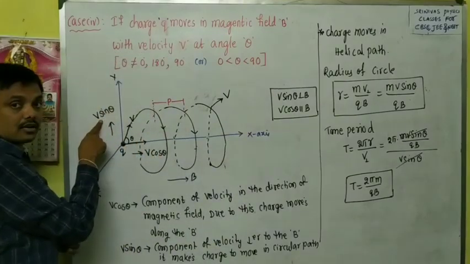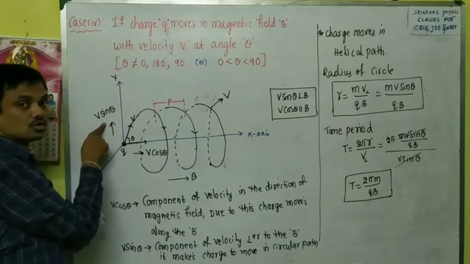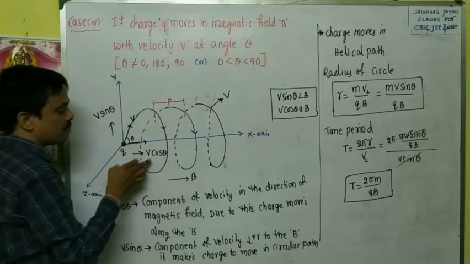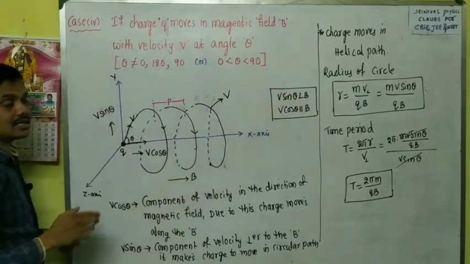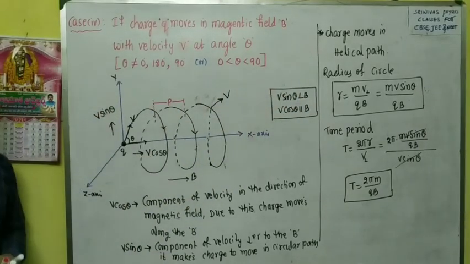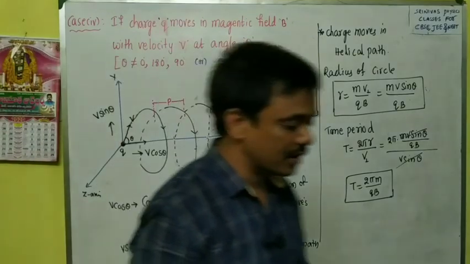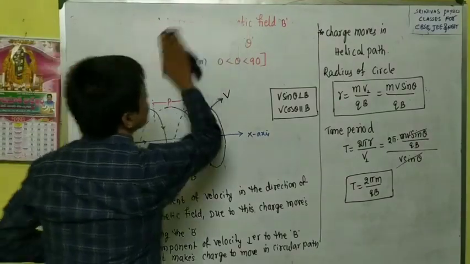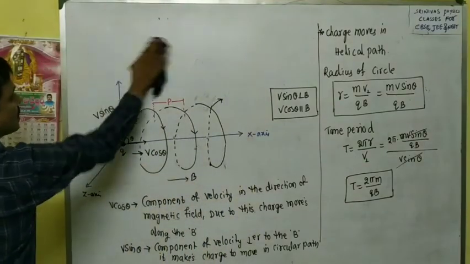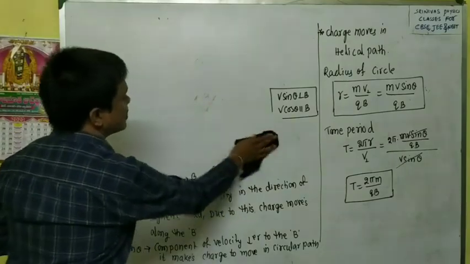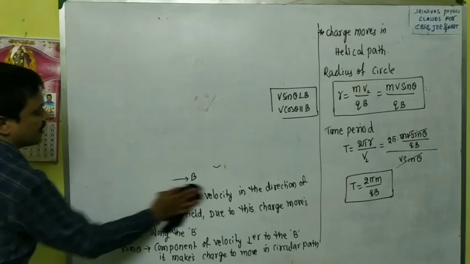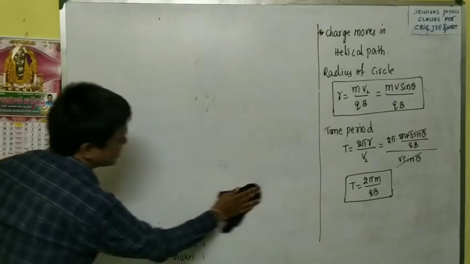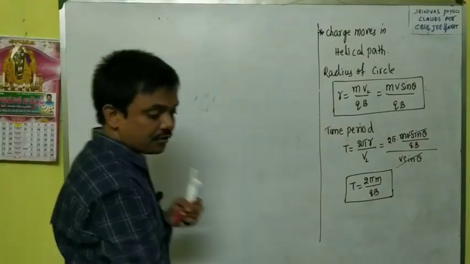v sin theta is the component of velocity perpendicular to the field, and it makes the charge move in a circular path. v cos theta is the component of the velocity in the direction of the magnetic field. Due to that the charge moves along the x-axis. Now I am going to rub this and then I will define the pitch of helix. This is important. Pitch of helix is the linear distance travelled by the charge in one rotation. In one rotation, how much distance the charge moves is called the pitch of helix.